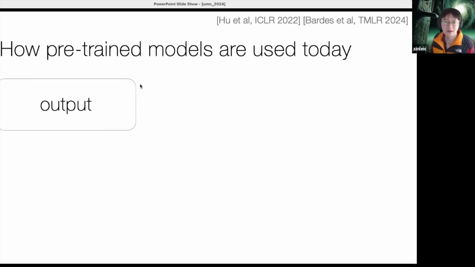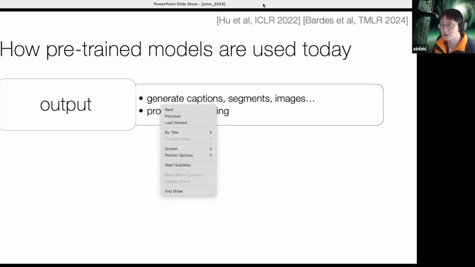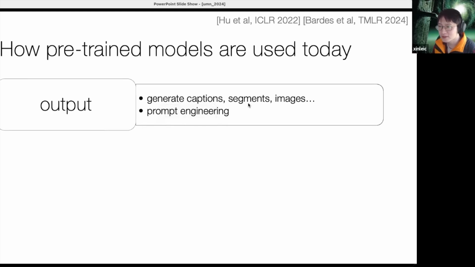The first way is to directly use the model's output. So for example, you have some so-called foundation models, and then these foundation models can be used to generate captions, segments, images. Those are vanilla usage of the output, but there are fancier ways to do it. For example, you can do prompt engineering.